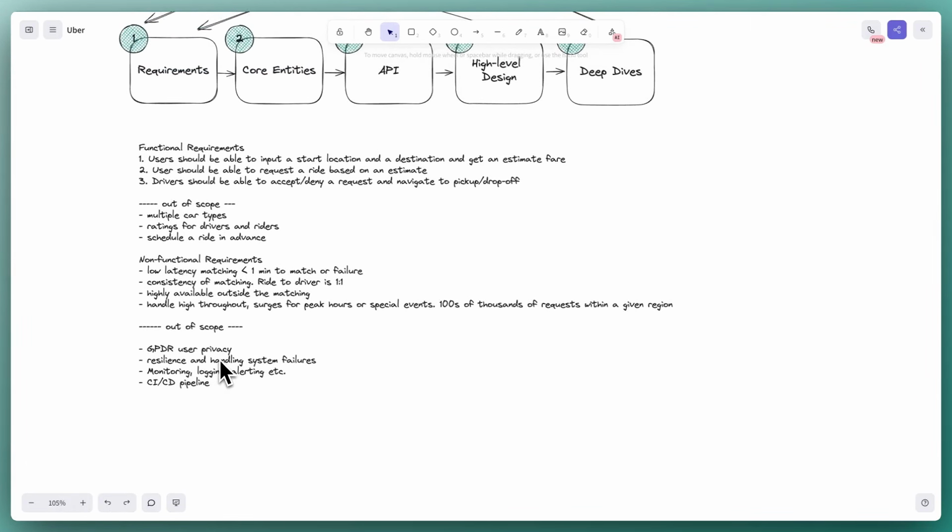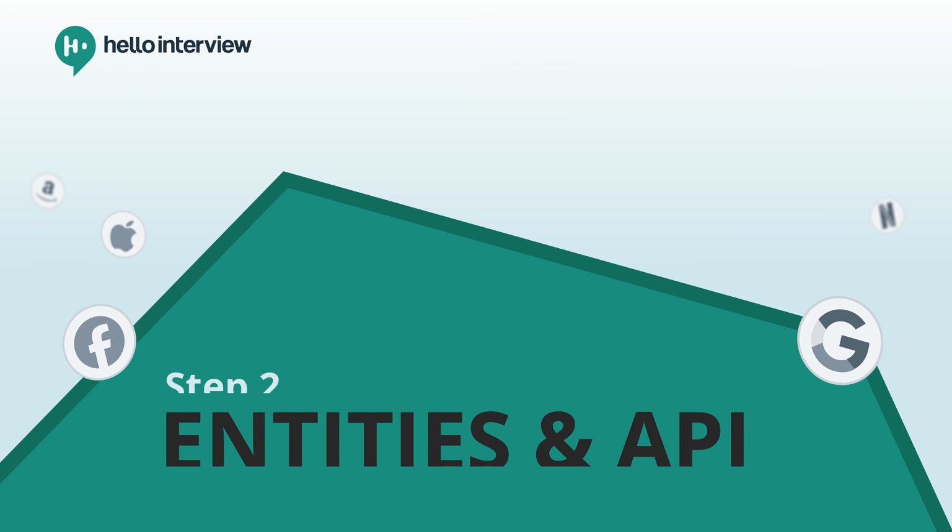So now we have a really clear understanding of the system that we're going to build, both the core features, being able to get fare estimates, request a ride, match them, and allow drivers to accept or deny those requests, as well as the non-functional requirements: the importance of low latency matching, consistency of matching, high availability outside of the matching context, and the ability to handle high throughput. So from here, we can move on to our core entities and our API.